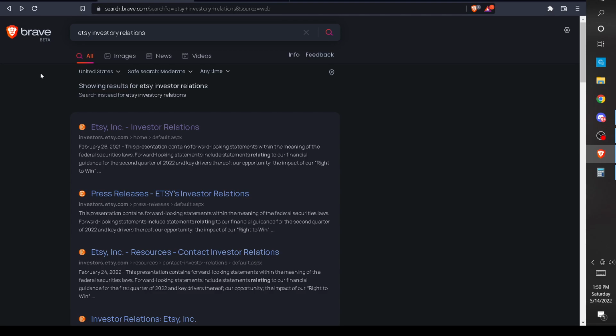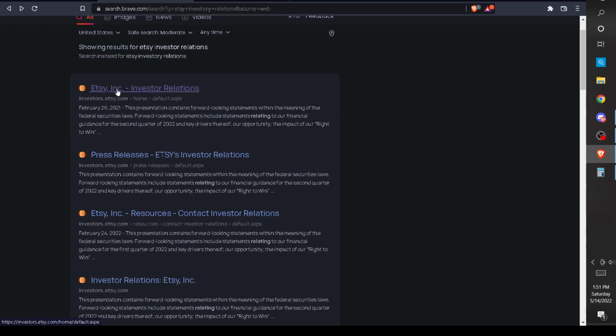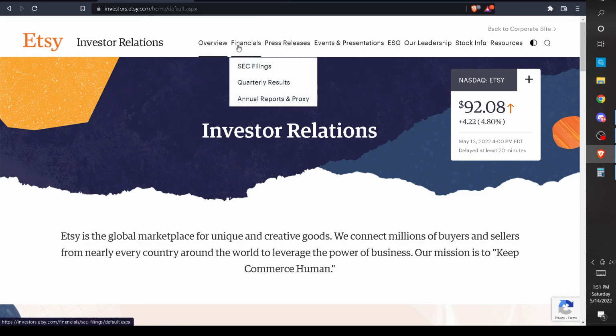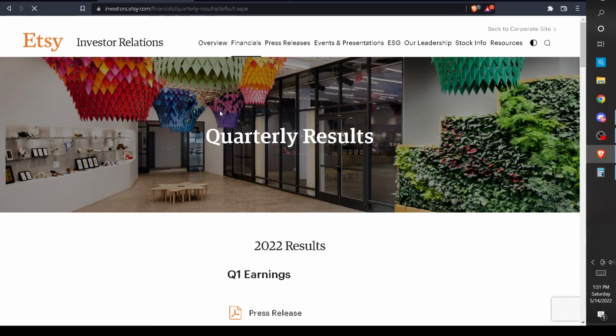So let me just talk about earnings per share a little bit here. The way that I'm going to explain this to you is I'm just going to show you straight up from an actual statement on a company's quarterly earnings. So I'm looking at Etsy Investor Relations. I typed it in this search browser right here. Now I'm going to click on this website. And from here, I'm showing you how to navigate through this. We're going to go on the financials and you can see quarterly results. So we're going to click on this.